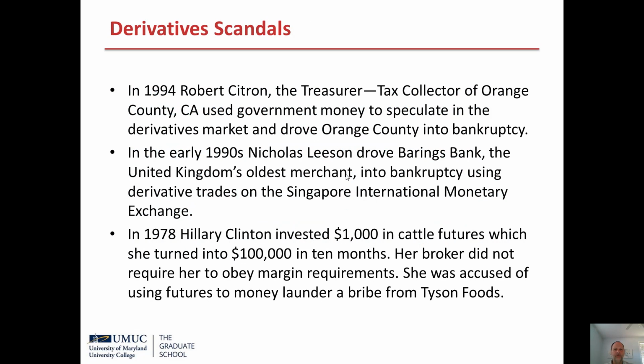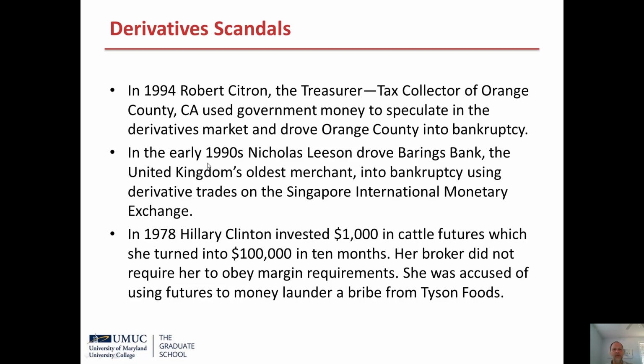Derivatives are volatile and involve a tremendous amount of leverage. This has created multiple derivative scandals in the past. Interesting examples include 1994, when the treasurer of Orange County, California, decided to use the government's money to speculate in the derivatives market. Robert Citron drove Orange County into bankruptcy at that point in time. The Orange County Register's response to this was, why don't we just privatize everything in Orange County?